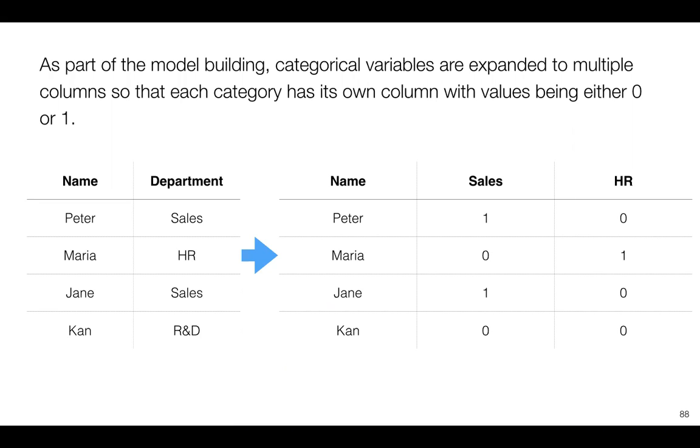I mean, like linear regression, the algorithm converts the data into a kind of wide format, which means the categorical column, in this case the department, the values of that become the columns. So in this case, the sales column and the HR column. And then once we have that, each employee, let's say Peter belongs to the sales department, then Peter will have 1 for sales, but 0 for HR.